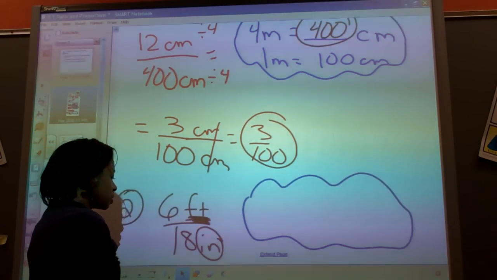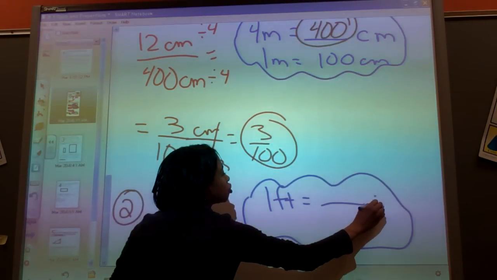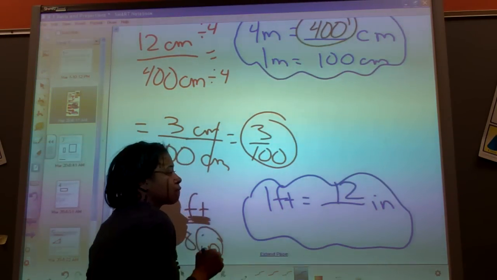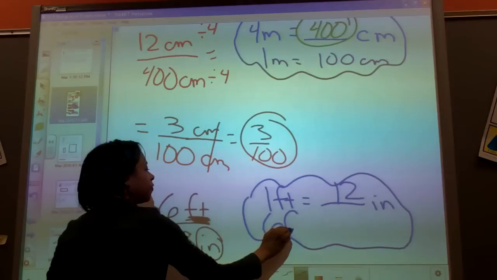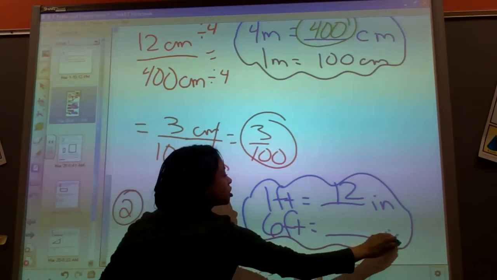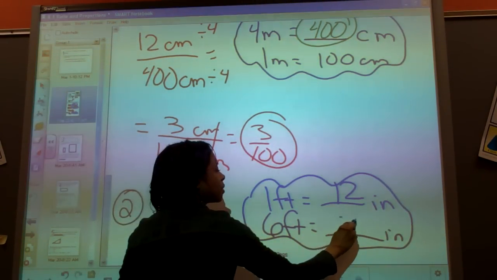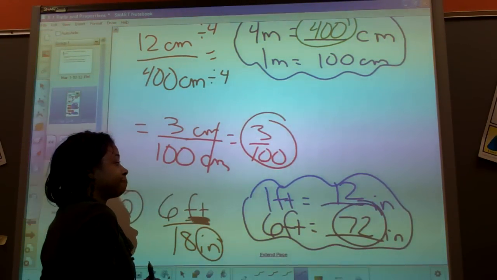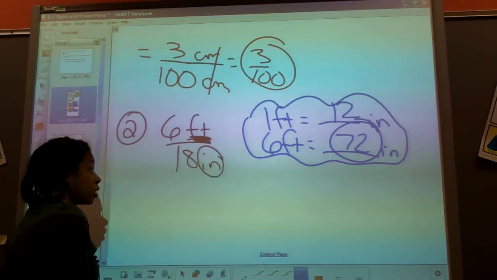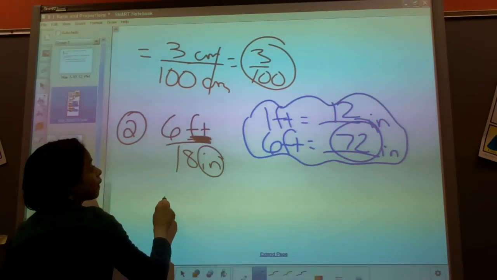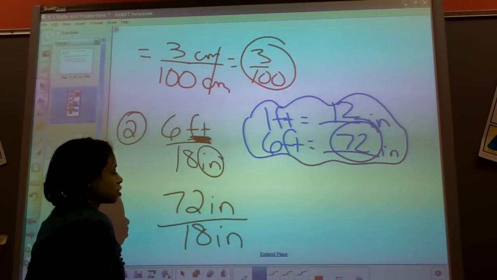Okay? And I have to think to myself, 1 foot is equal to how many inches? And it's 12. Okay? With that being the case, if I have 6 feet, the question is, how many inches is that? 6 times 12 is going to be 72 inches. Therefore, now I can substitute, placing this in quickly by going 72 inches is the same as 18 inches.